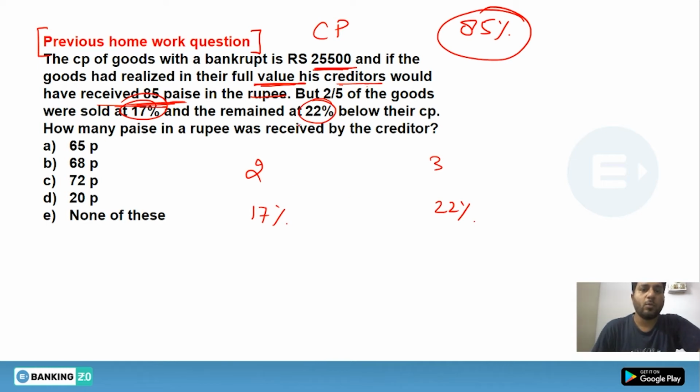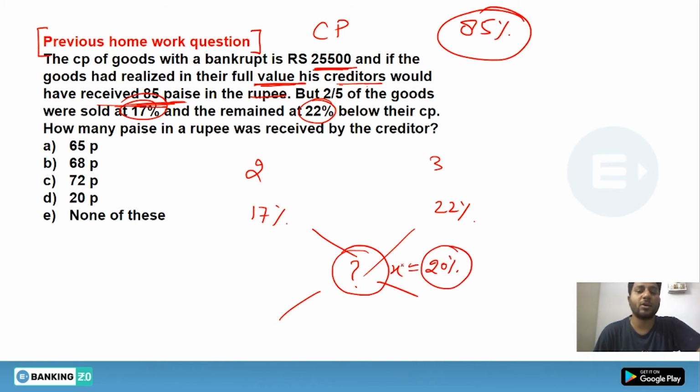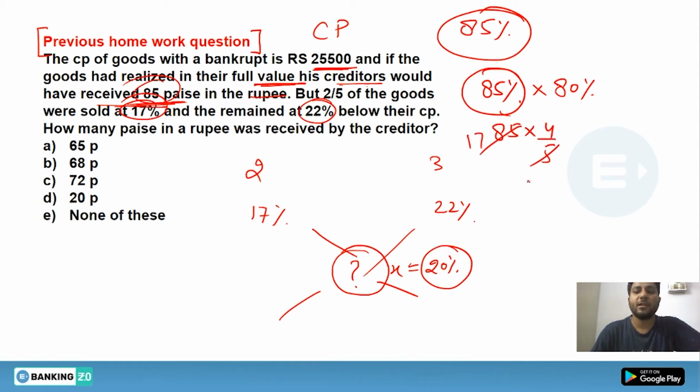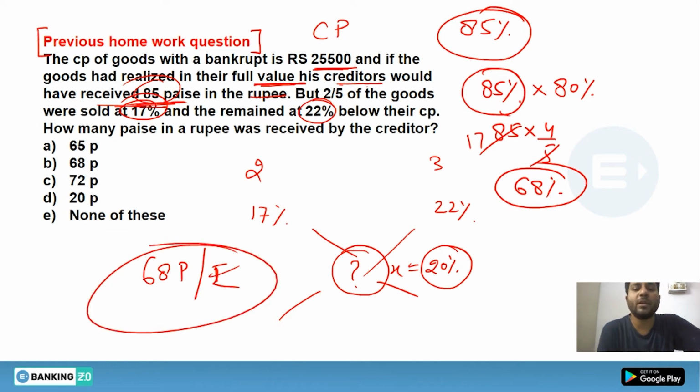Now what we can do is figure out the whole percentage of the combined part which sells below CP. If you use the allegation method and suppose the middle value as X, you will get 20% below the overall cost price. Now, as you know, if you realize your full potential, you will get 85% for a rupee. But here, after selling some part below their cost price, you will get only 20% below. That means out of 85, you will solve 80% of 85. Now you will be getting 85 into 4 by 5, that means 68%, or you can say 68 paise for a rupee.